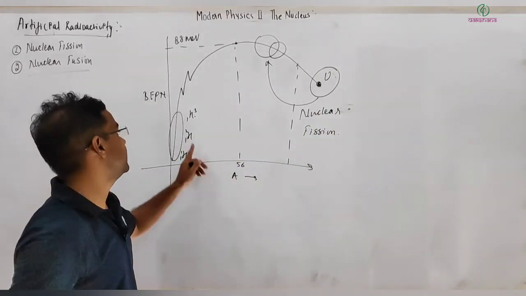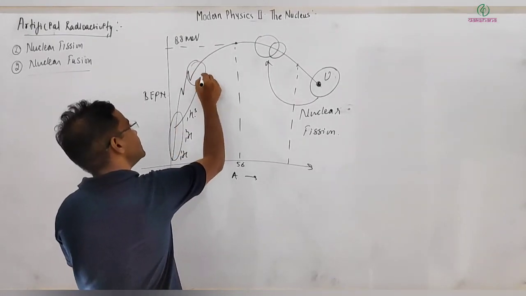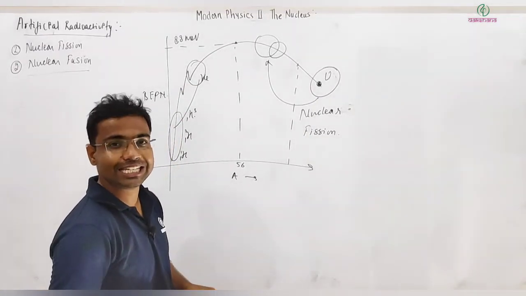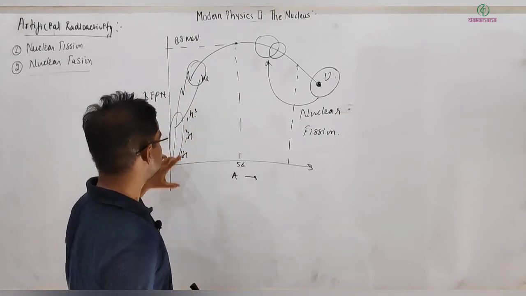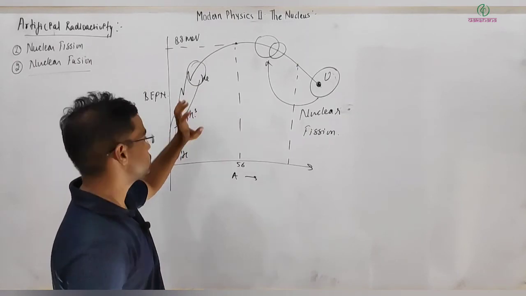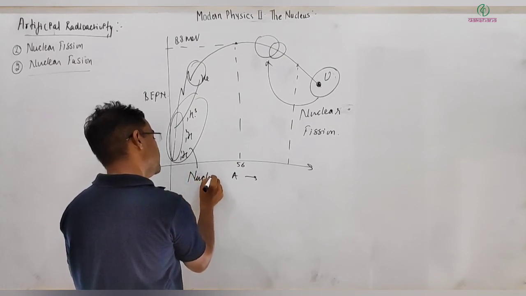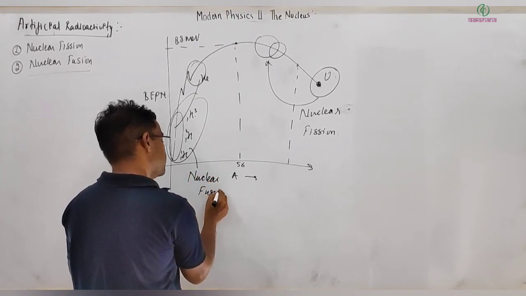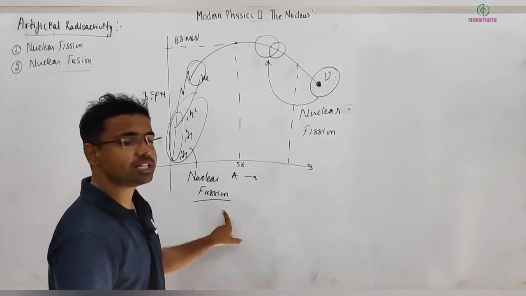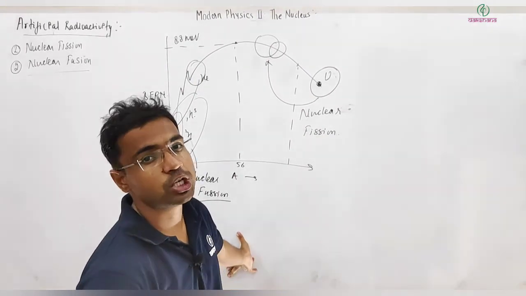Similarly, if lighter nuclei combine and form a heavier nucleus, like helium, in this process also the binding energy per nucleon increases. So a large amount of energy is released, and we call this nuclear fusion. This predominantly happens in the sun. Whatever process is taking place on the sun is nuclear fusion, and because of that you can imagine how much energy is produced in the sun.